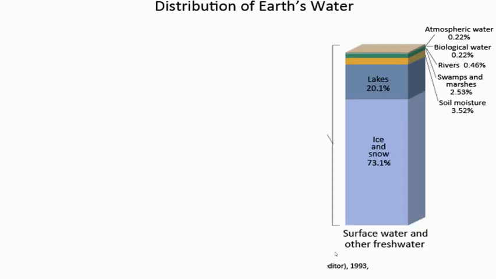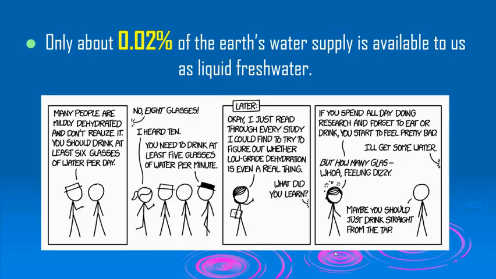Of that 1.3%, most is ice and snow, right, separate from glaciers. Lakes is 20%, and then everything else is very small percentages. Only 0.02% of the Earth's water is available to us as liquid fresh water. So already there isn't that much water on the Earth compared to the Earth, but then what there is, not really available to us.